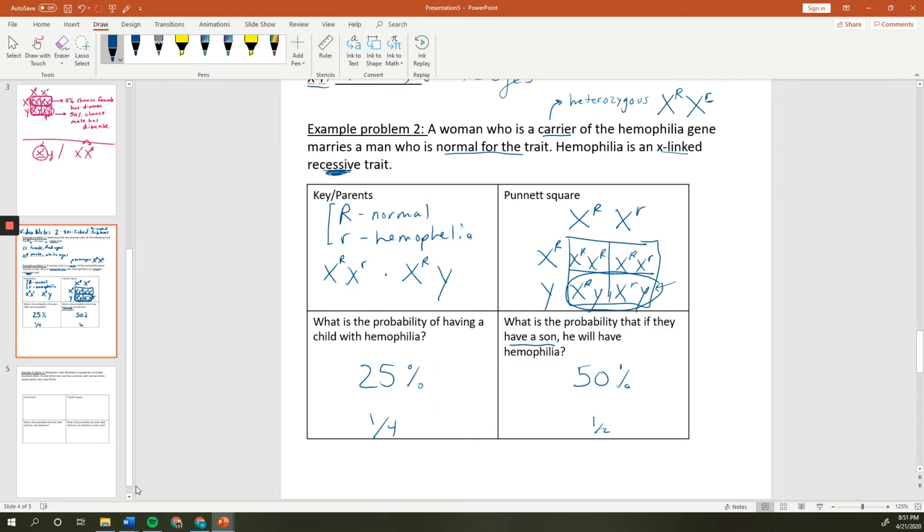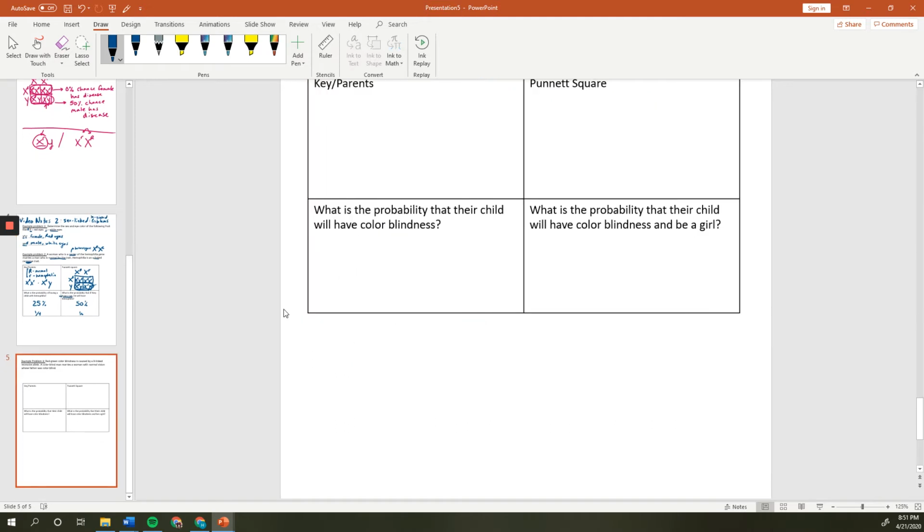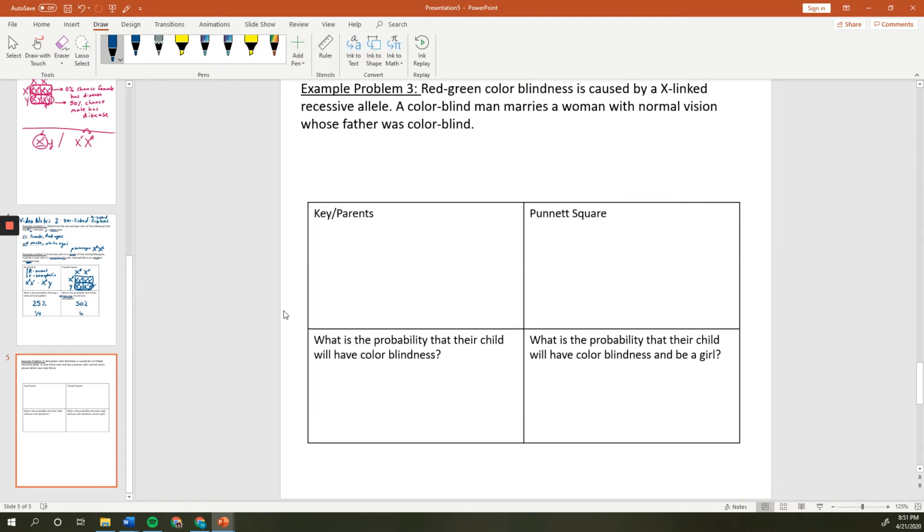Cool. So you have to be able to tell that these are slightly different questions. Okay. All right. Let's go to the last example problem.